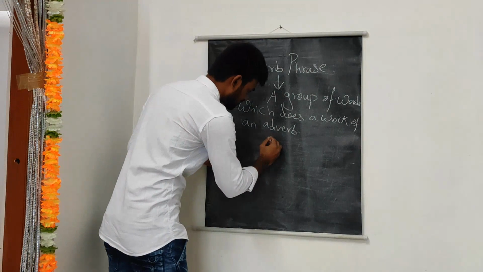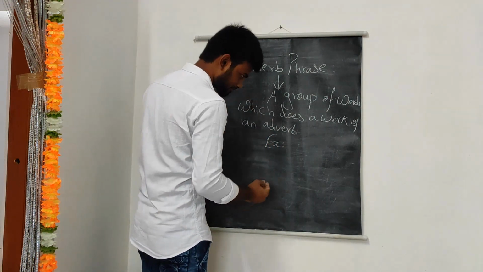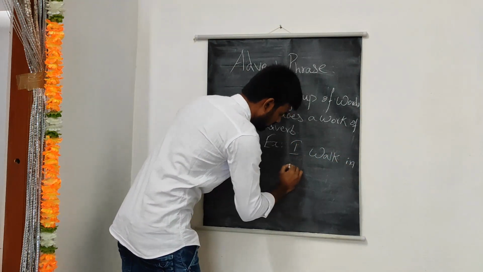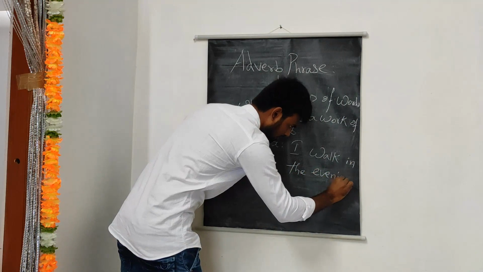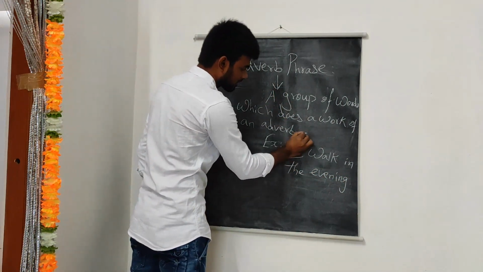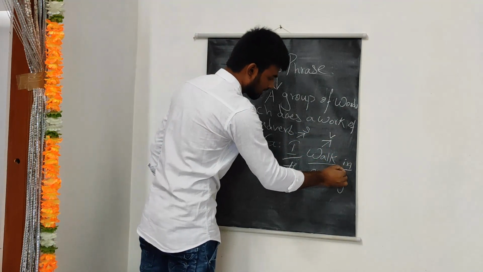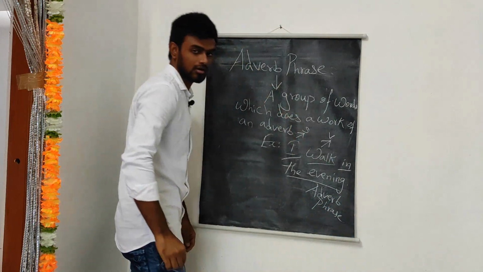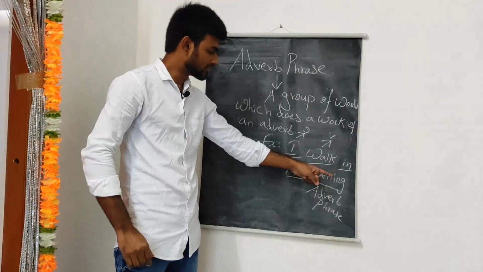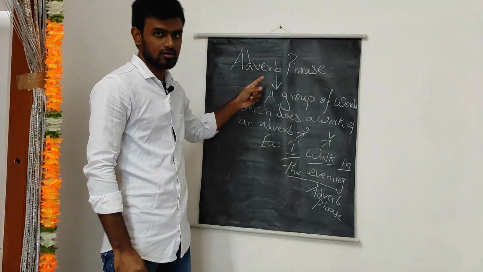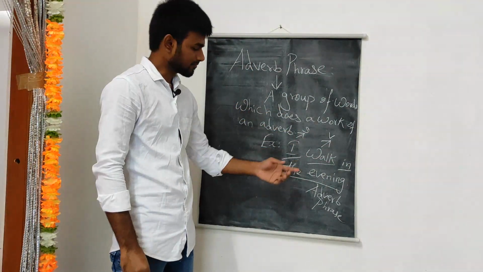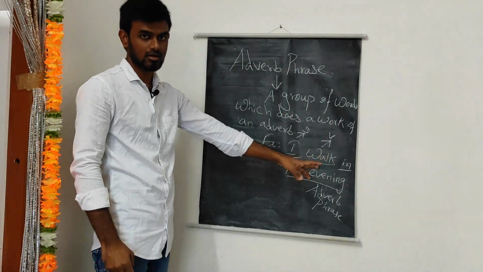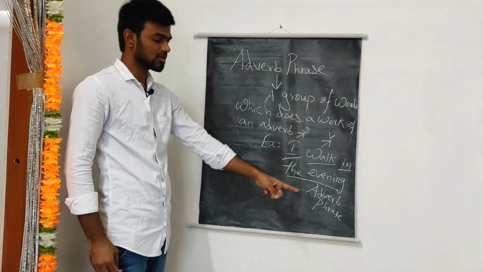Right. Example, I walk in the evening. Here, I is the subject, walk is a verb, and in the evening is considered as adverb phrase. Right? Because it has a group of words and it is indicating the time adverb here, when it has happened. And purely it is doing work of an adverb. So it is called adverb phrase. It doesn't have any subject and predicate. Keep it in your mind. So in the evening is considered as adverb phrase.